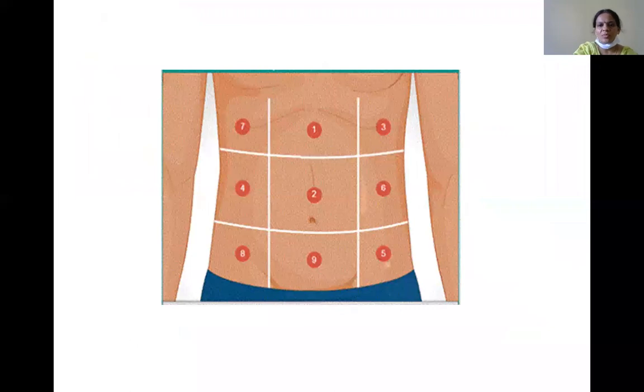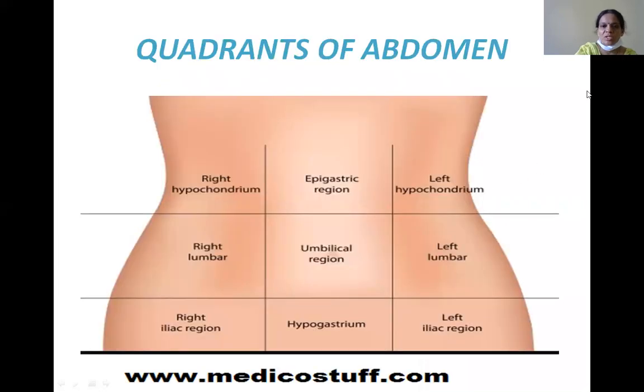So now coming, what is this? This is an image, a spotter, which shows the different quadrants of the abdomen. So there are 9 quadrants in this abdomen. So on seeing this, you have to make out.